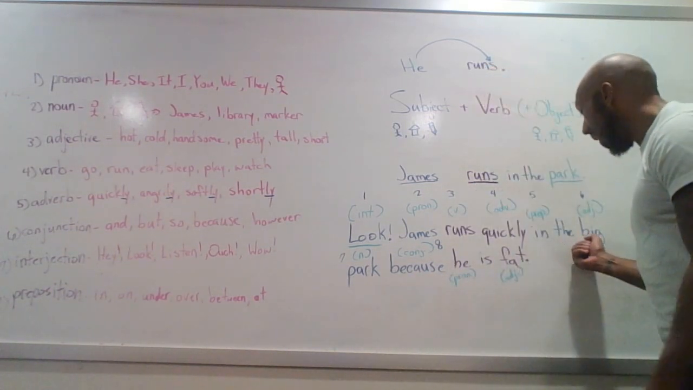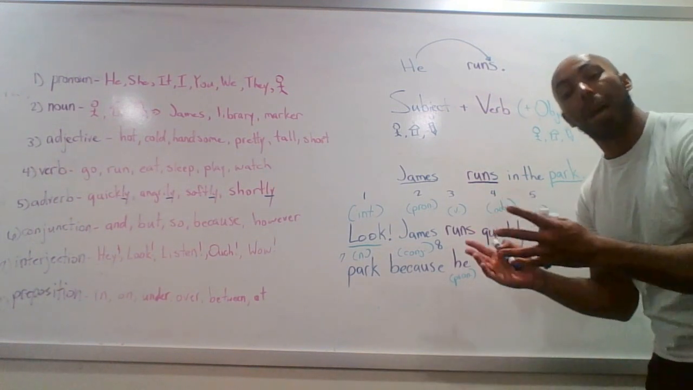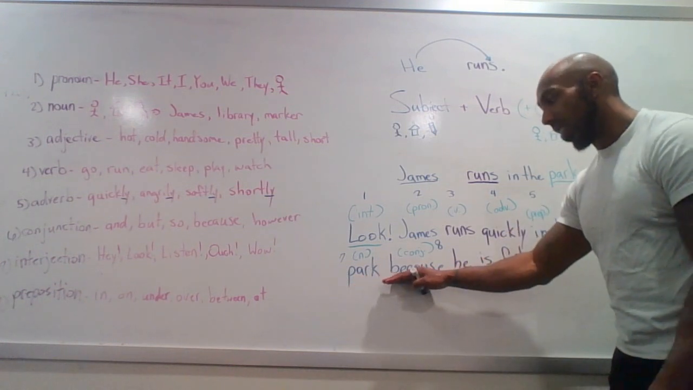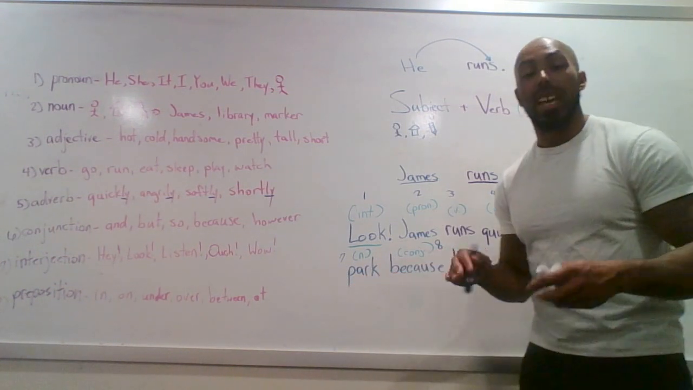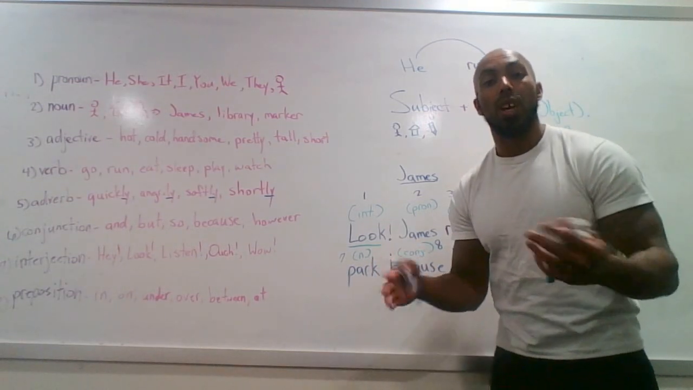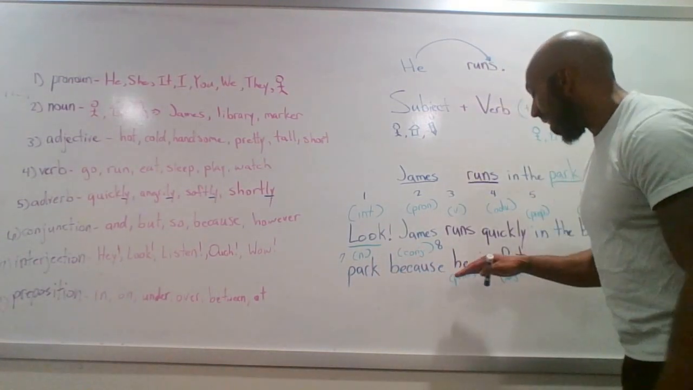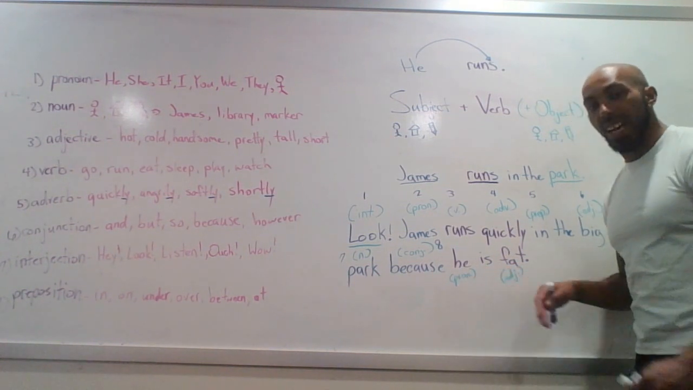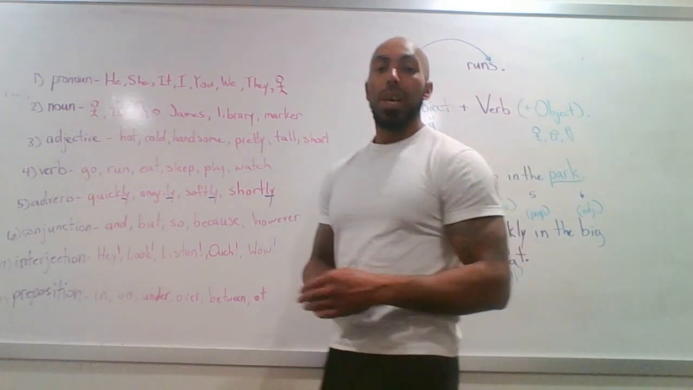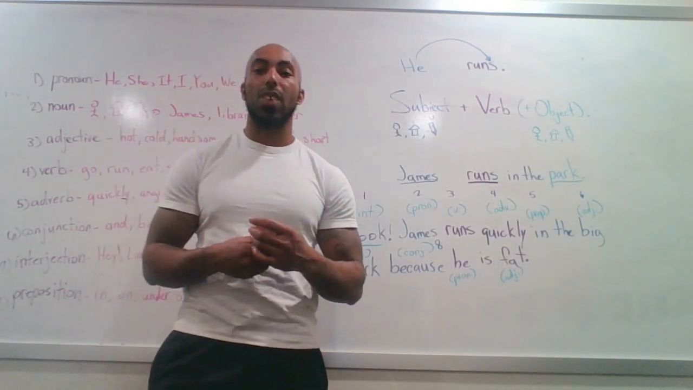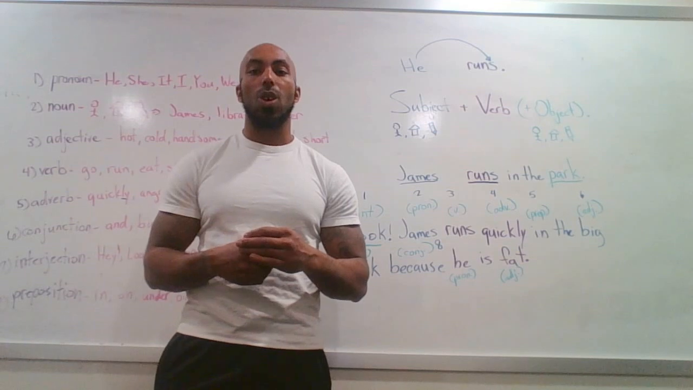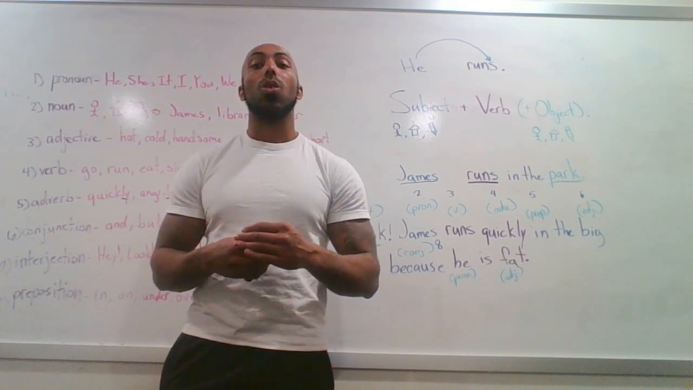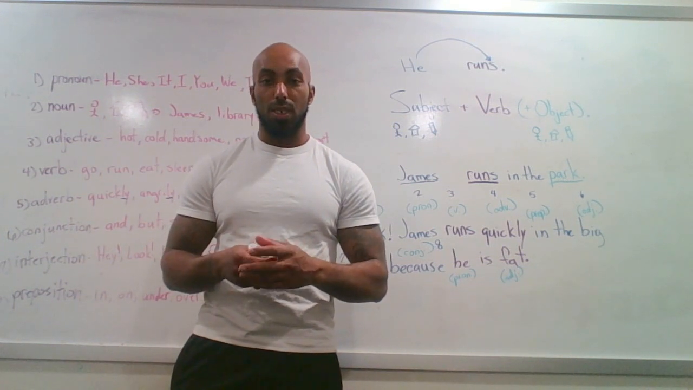In the big, the adjective tells us something about the park, which is a noun. Okay. Conjunction, because. The because is telling us why I'm running. Because I am fat. Okay. And here's another pronoun. And here's another adjective. So that's the basic construction of the sentence, and this is very important if you want to know how to make a sentence in English and how to speak correctly when speaking English.